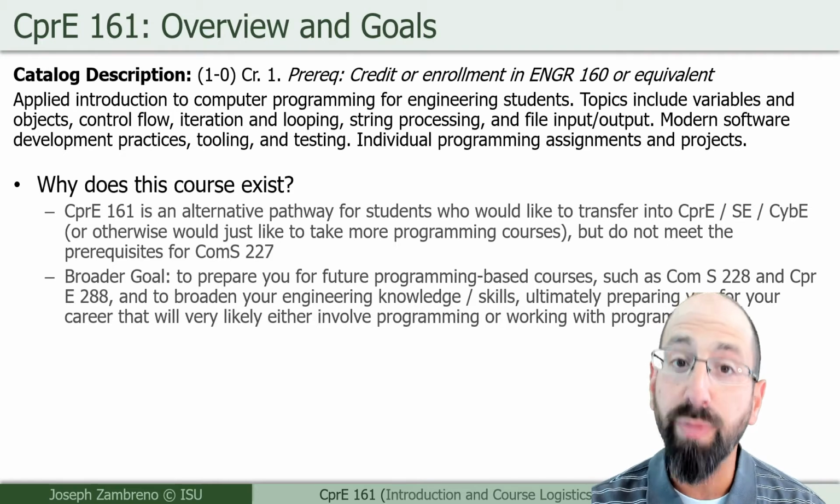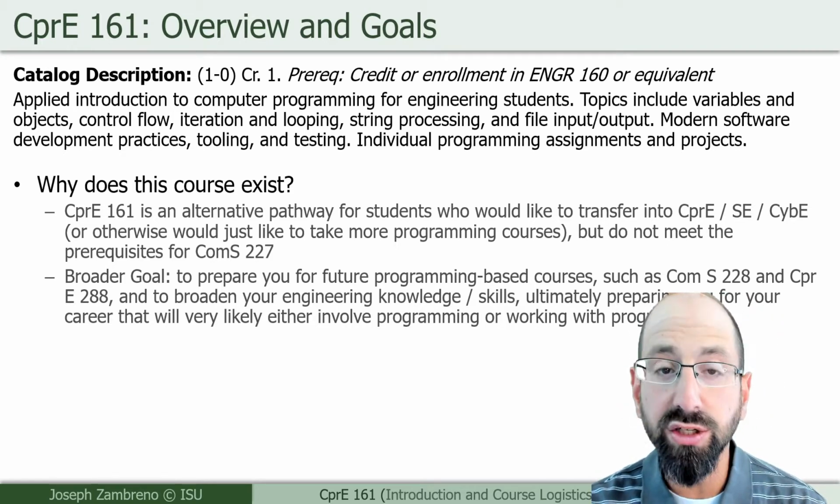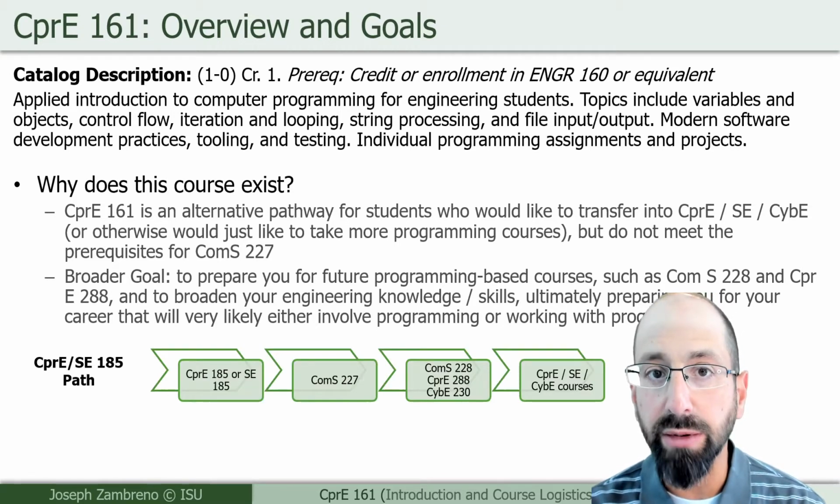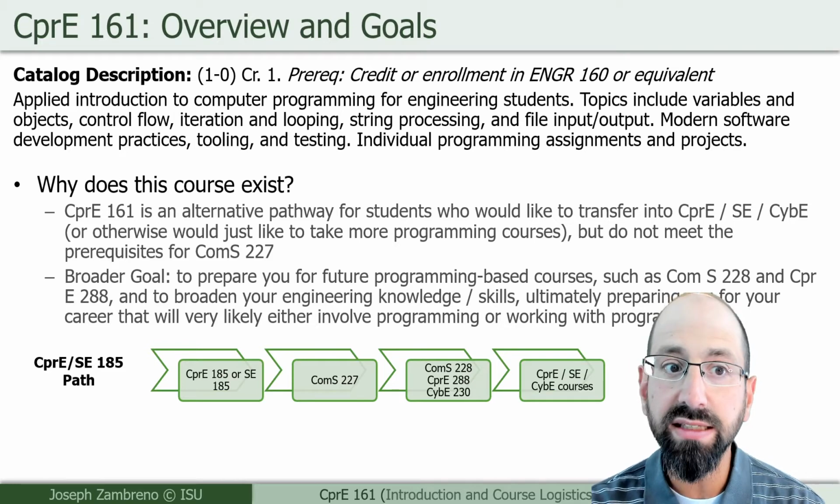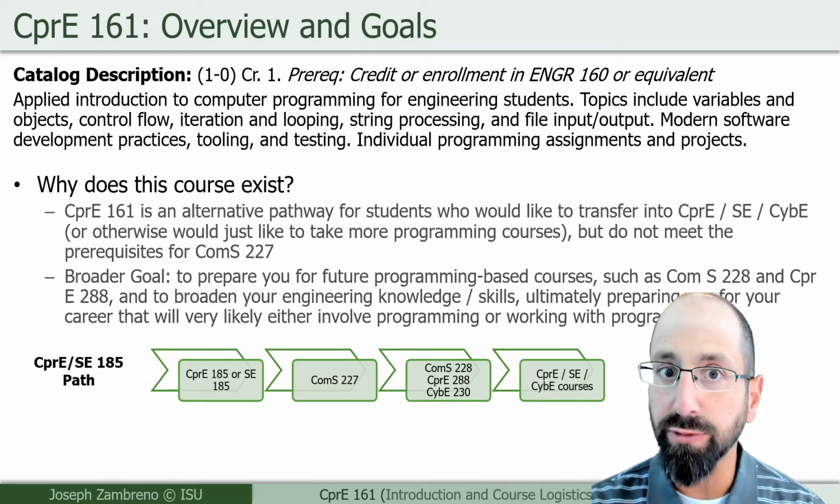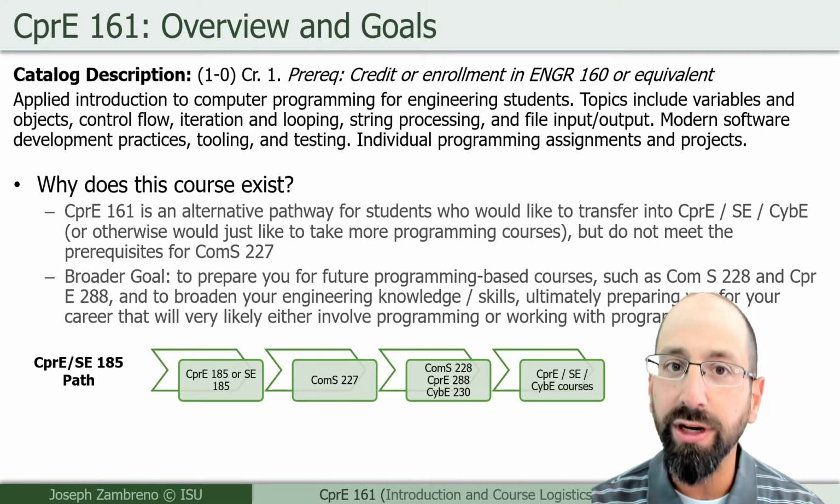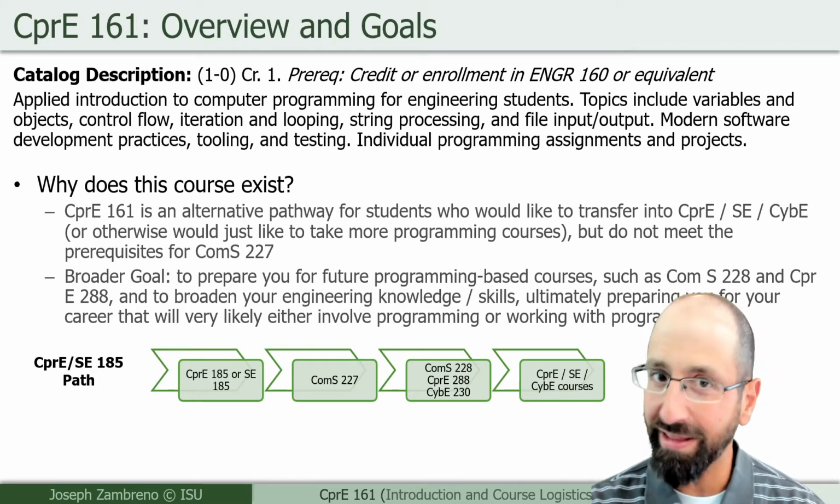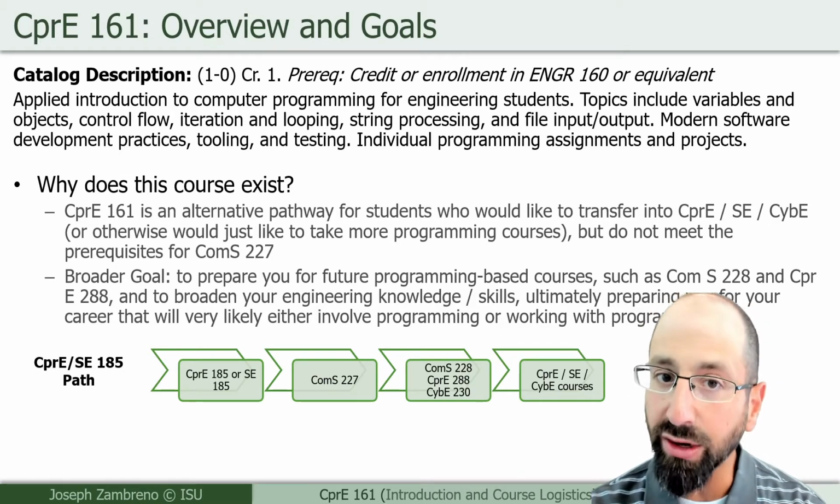This is an alternative pathway for those students. For students who have already declared as a computer engineering, software engineering, or cybersecurity engineering student and have already taken or are in the process of taking CPRE 185 or SE 185, you already meet the prerequisite for that ComSci 227 course. You should be learning a lot of introductory programming in the context of engineering problem solving. And while this course could help supplement what you've already learned, it's not really necessary for you to meet the prerequisites for that follow on course and courses.